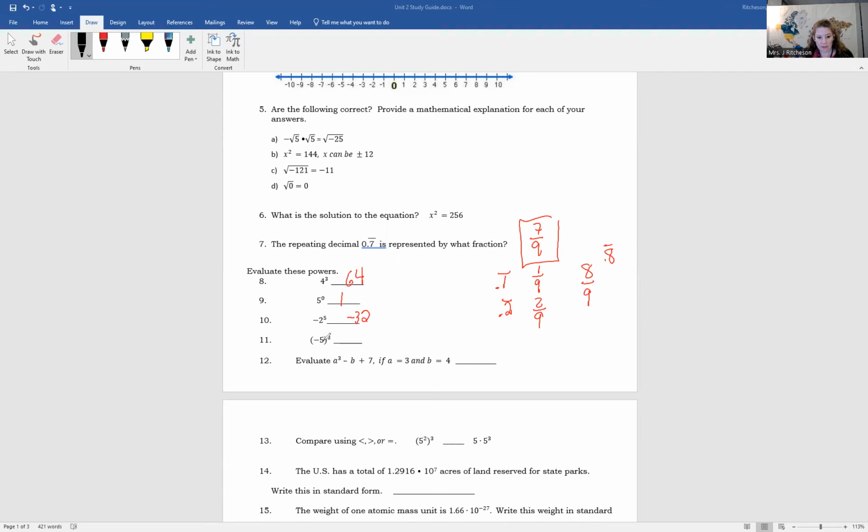Number 11, now negative 5, that whole thing is in parentheses, but you're multiplying negative 5 together only 3 times, which is an odd number. So we are going to get a negative answer on this one. So we have a negative 125. Number 12, we're going to substitute 3 for a. So we're going to say 3 to the 3rd power minus 4 plus 7. So 3 cubed is 27. 27 minus 4 plus 7. The final answer would be what? 27 minus 4 plus 7 is 30.